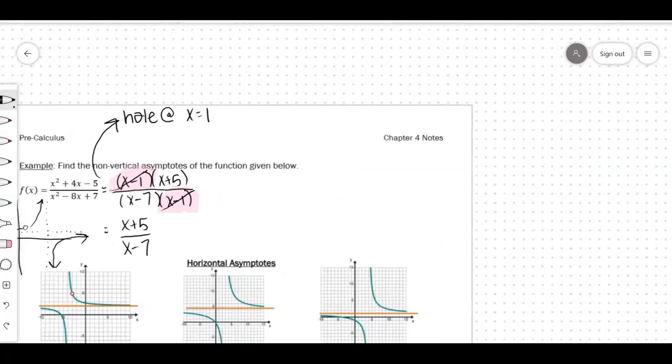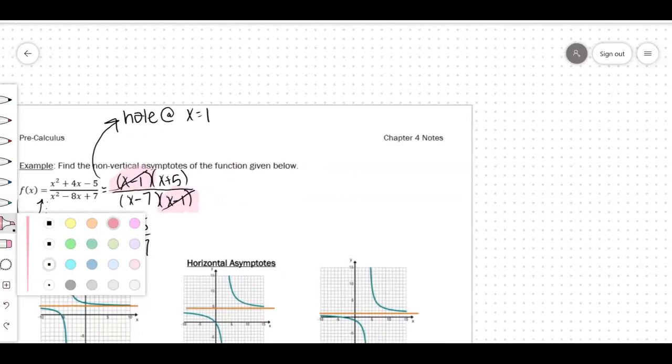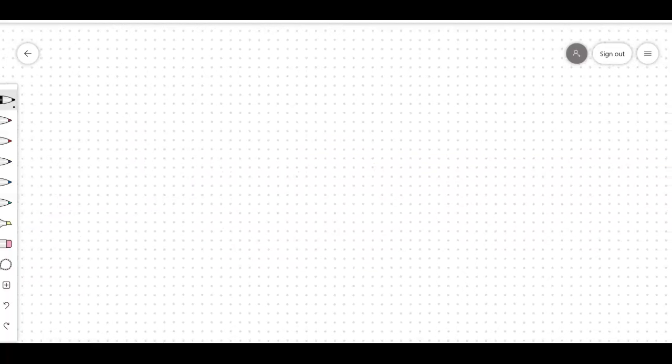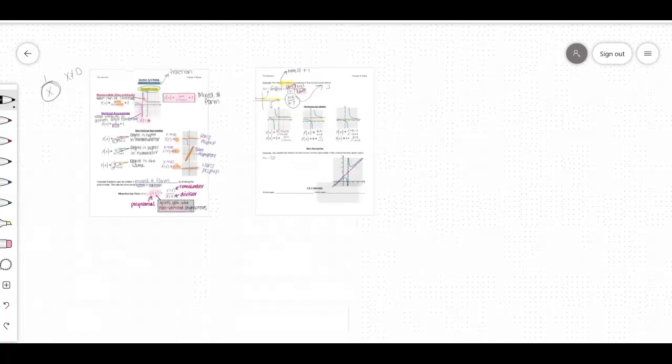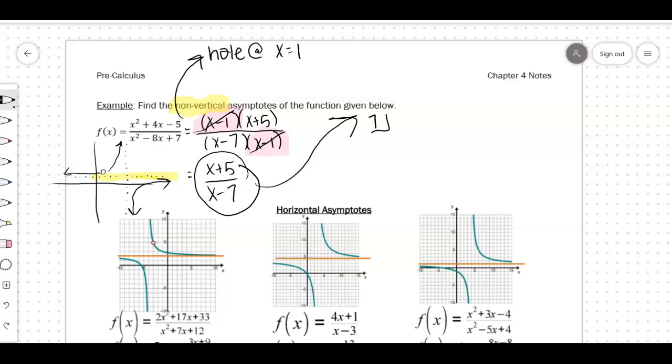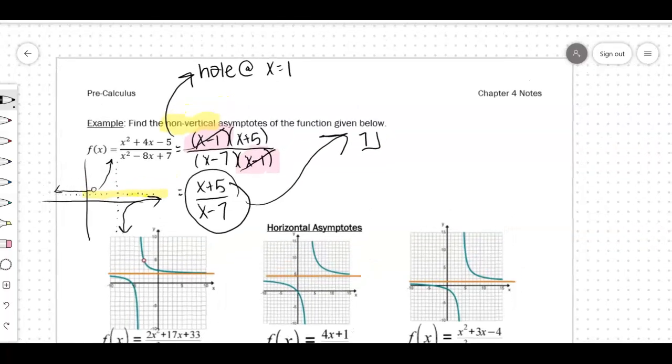For now, we're finding non-vertical asymptotes, which again, I kind of guessed that that would be at 1. But we're going to see for sure by dividing this and putting it into mixed number form. Again, I can do that by synthetic division. Oops, sorry, I lost my spot. There we go. So I'm going to plug in 7 since I'm dividing by x minus 7. My coefficients of x plus 5 are 1 and 5.